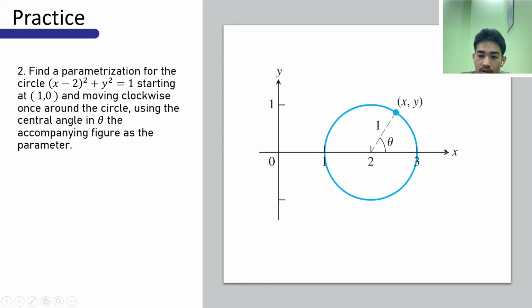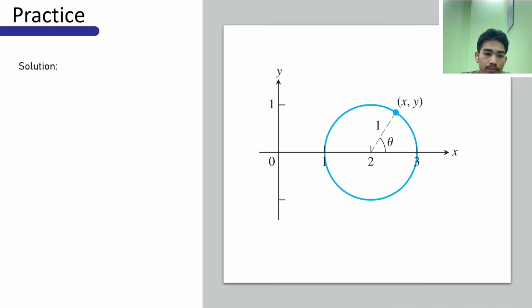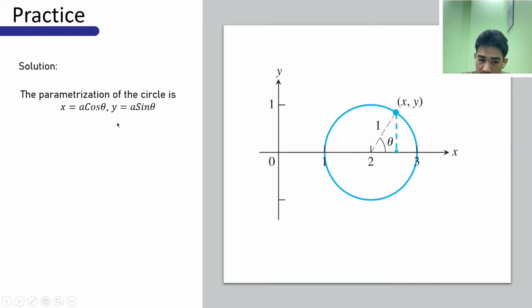So what I want to do is use this angle theta as the parameter, so we don't have to substitute any t. Now, to do this example, first we have to drop a line down here to get a right triangle. Now we know that a circle parameterization would be x equal to a cosine theta and y equal to a sine theta, just as a trigonometric identity.